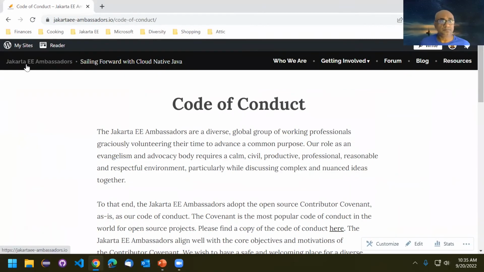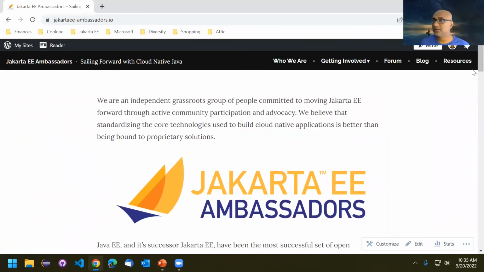Okay, so this is the Jakarta ambassador site. If you're not familiar with the Jakarta ambassadors, it's basically a grassroots level community that contributes towards Jakarta EE and, to a lesser extent, MicroProfile. It's an independent group. It's not affiliated with the Eclipse Foundation. It's its own thing. And it is completely volunteer driven. Nobody gets paid to do anything with the Jakarta ambassadors. It is completely everybody's free time. So this is open source at its purest.